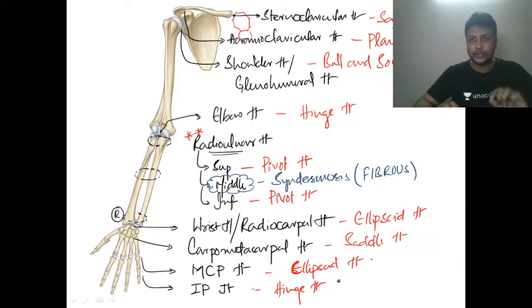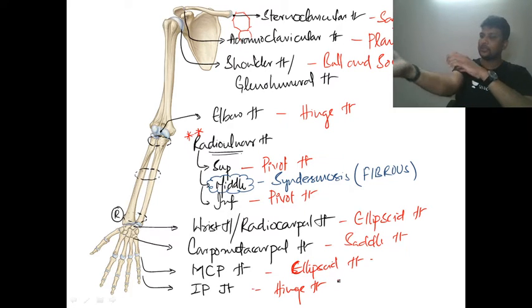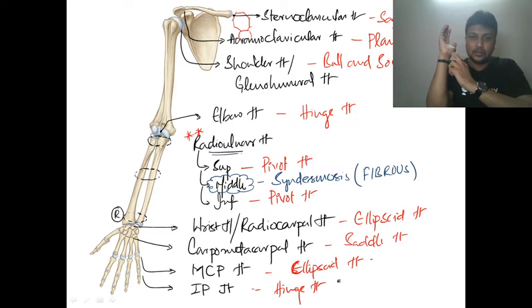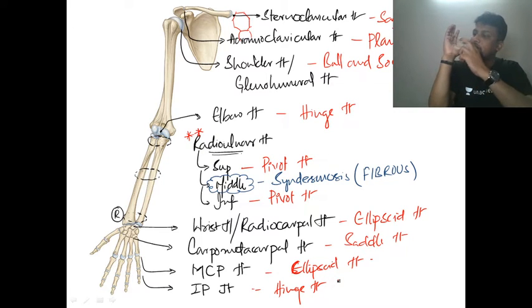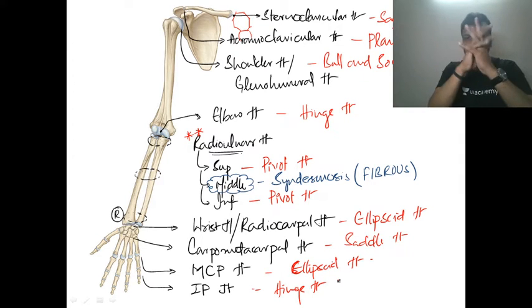So in this way, if you write down, you will see that almost 60 to 70% of joints you already know, the ball and socket, the hinge and all those things. Whichever you don't know, just concentrate on that one and you're perfectly done. Let us review once more, guys. The sternoclavicular joint will be saddle variety. Acromioclavicular joint will be plane. Shoulder joint is ball and socket. Then the elbow joint will be the hinge joint. Radioulnar joint, the superior and inferior will be the pivot variety, and the middle radioulnar joint will be syndesmosis, fibrous variety. Then the wrist joint will be ellipsoid, the carpometacarpal joint will be saddle, the metacarpophalangeal will be ellipsoid, and the interphalangeal will be a hinge joint, guys. That's about your upper limb.